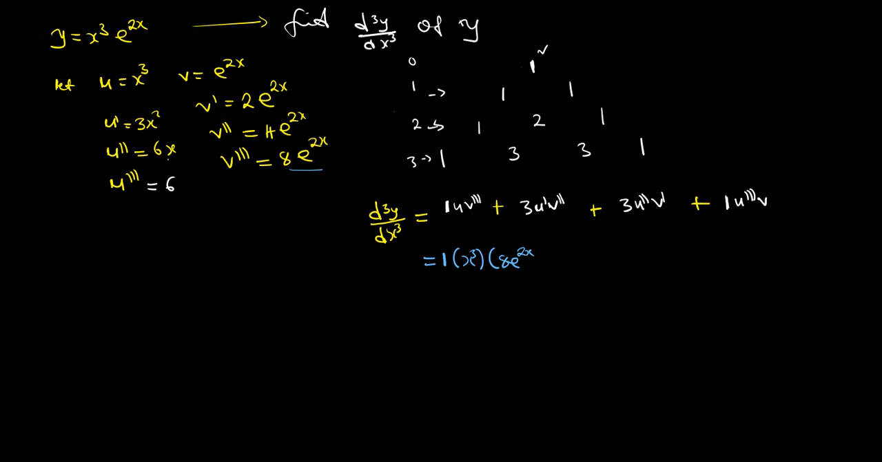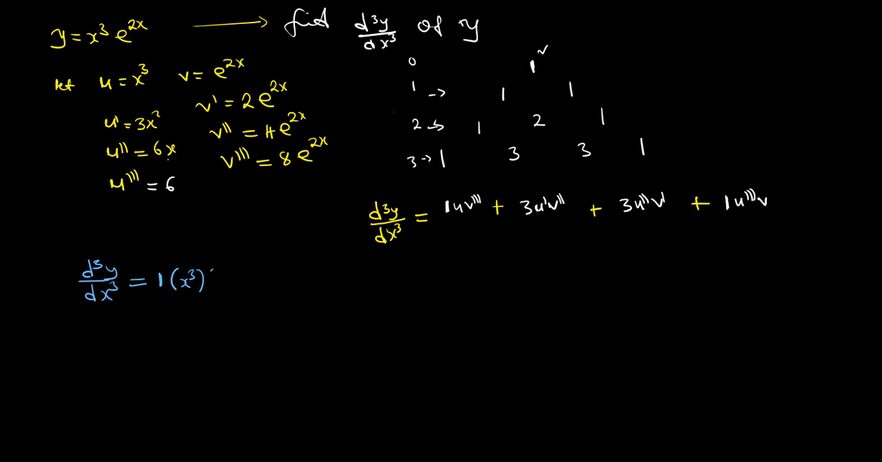I don't think the space will allow me, this is a small space that I have. Let me start from here so that I know the space will be very long. So I'll say d^3 y over dx^3 is equal to, here I substitute, there's 1 there, open bracket, u is x to the power 3.